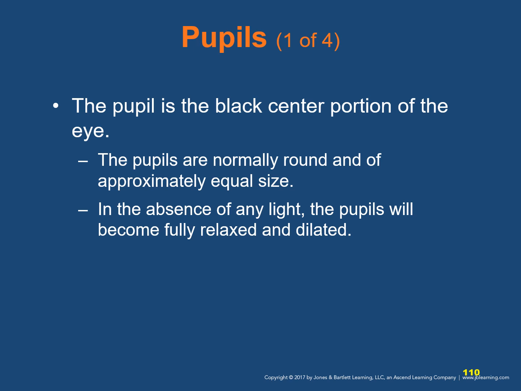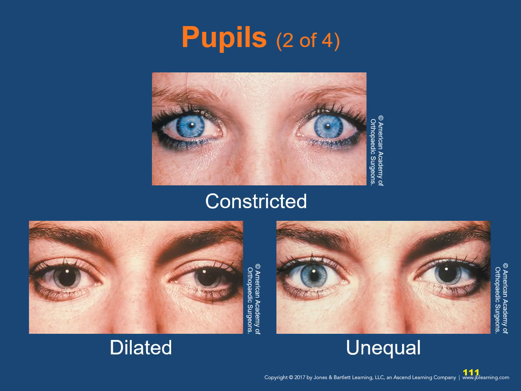The pupil is the black center portion of the eye. The pupils are normally round and approximately equal in size. In the absence of light, the pupils will become fully relaxed and dilated. The diameter and reactivity to light of the patient's pupils can reflect the status of the brain's perfusion, oxygenation, and condition. This is an example of pupils. You see constricted at the top, dilated at the bottom left, and unequal at the bottom.